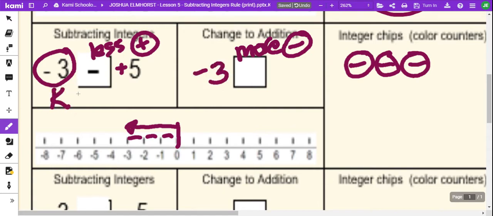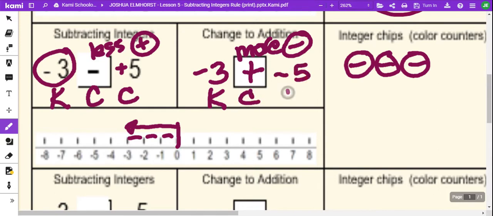So we're going to keep the first integer. That doesn't change. And then we're going to change it to, instead of a less statement, we're going to change it to a more statement. I am getting more negatives. Keep, change, change. So add a line and then change this sign. So subtracting positives is the same as adding negatives. So getting less positive means you're getting more negative.